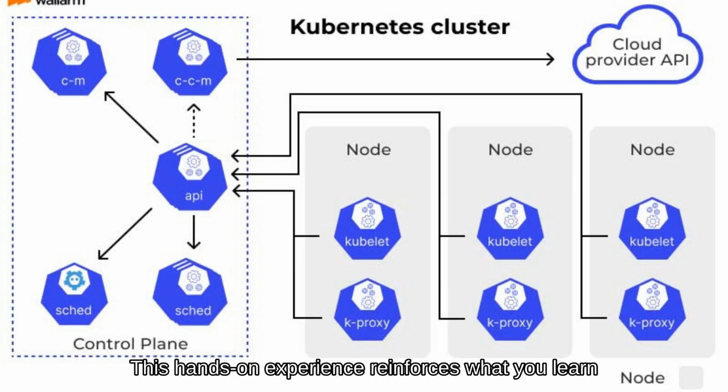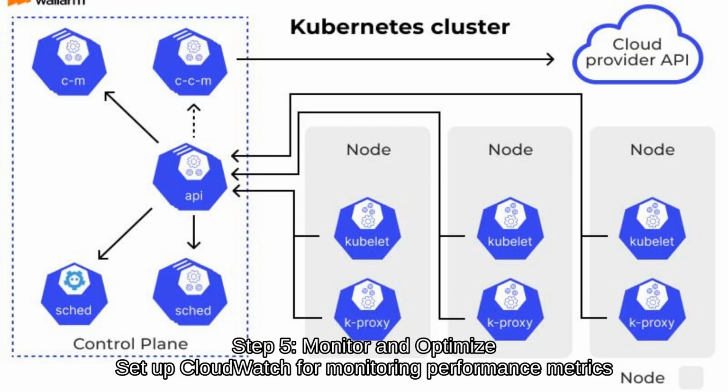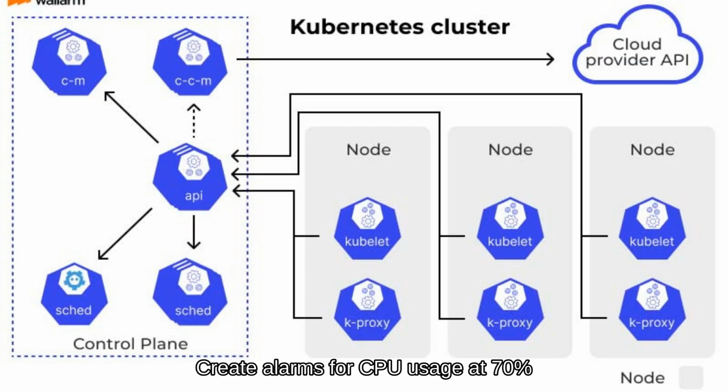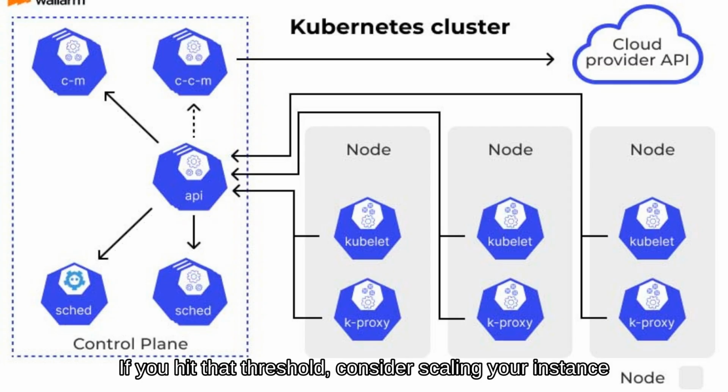Step 5. Monitor and optimize. Set up CloudWatch for monitoring performance metrics. Create alarms for CPU usage at 70%. If you hit that threshold, consider scaling your instance.